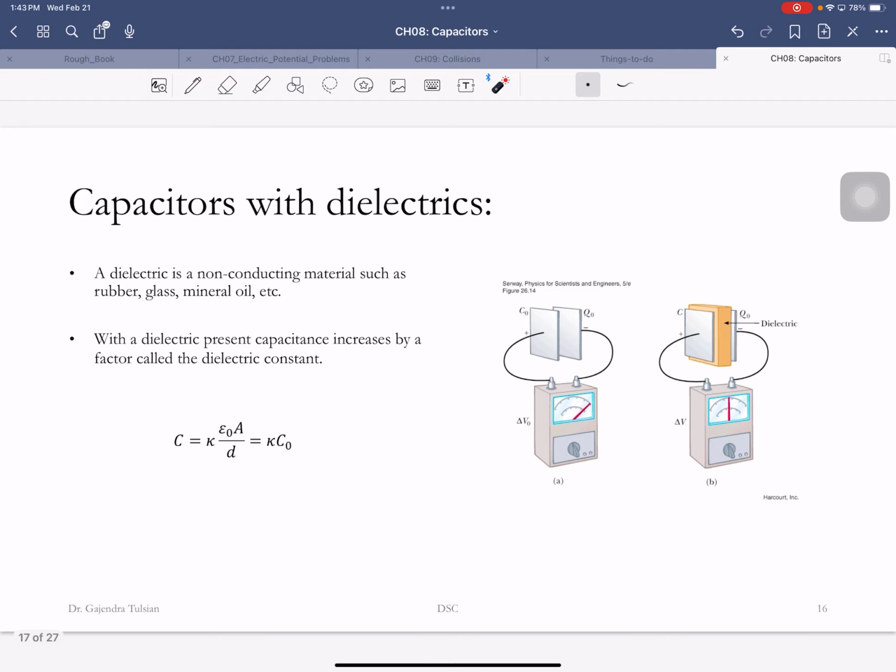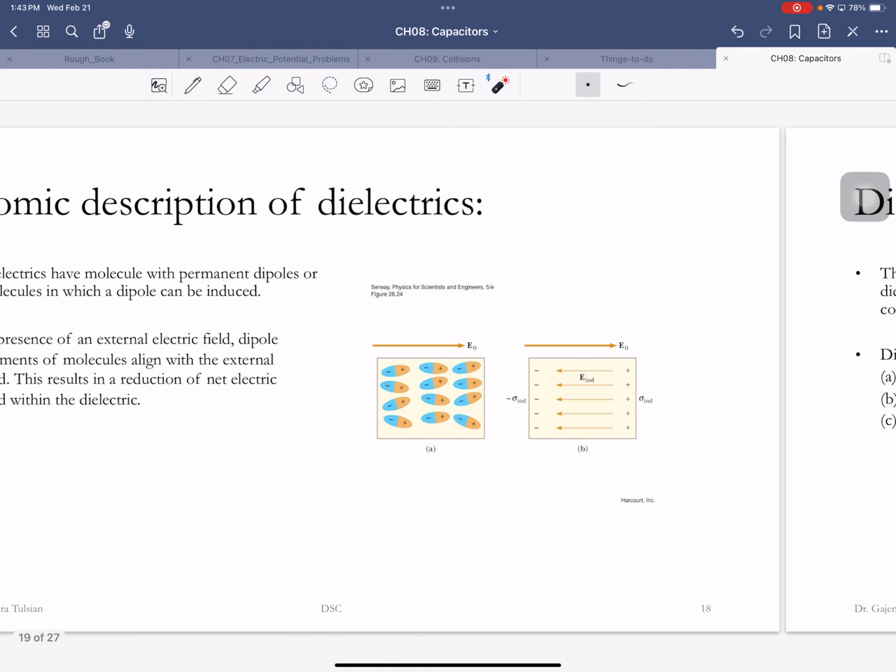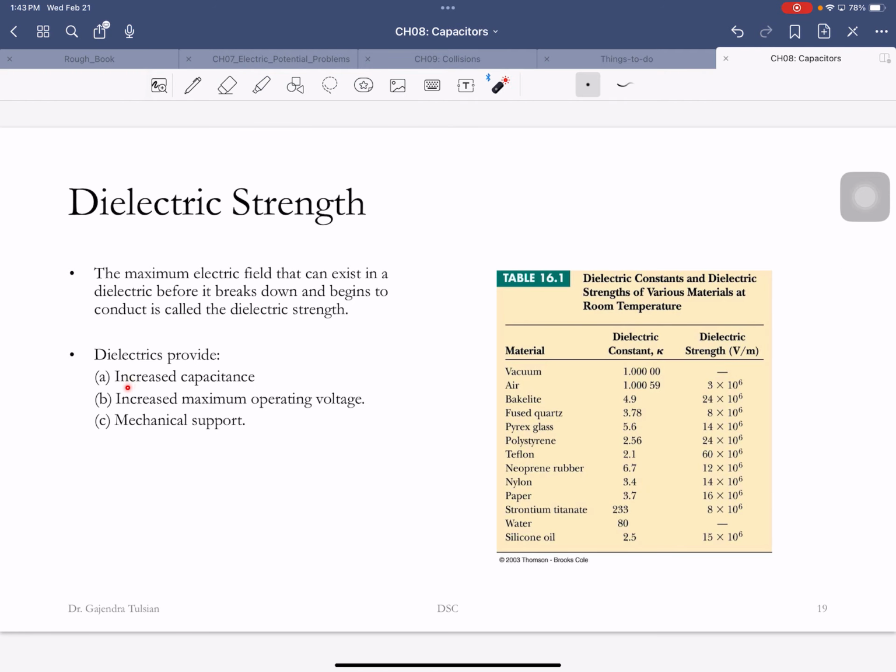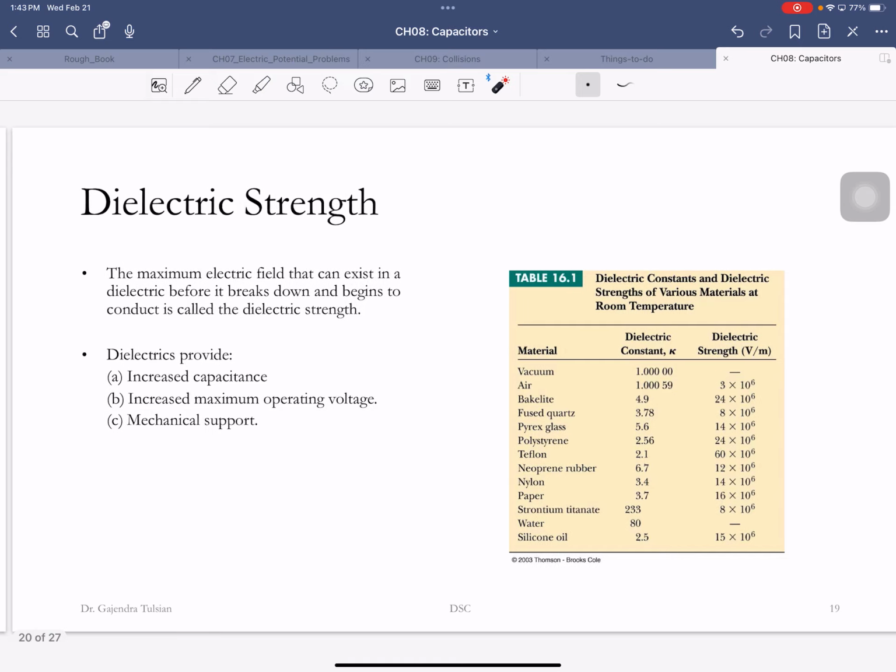So here's what a dielectric will do. A dielectric provides increased capacitance. It increases the capacitance of the capacitor, increases the maximum operating voltage, and provides mechanical support. So did you guys understand that?